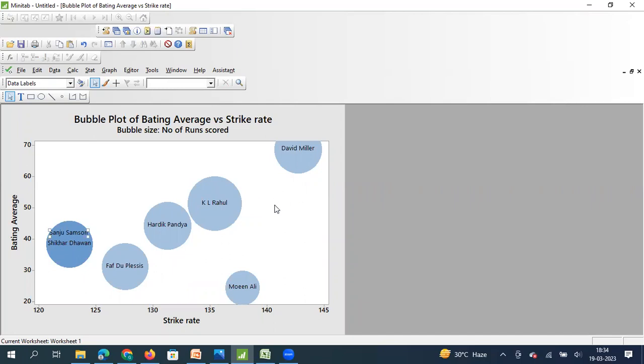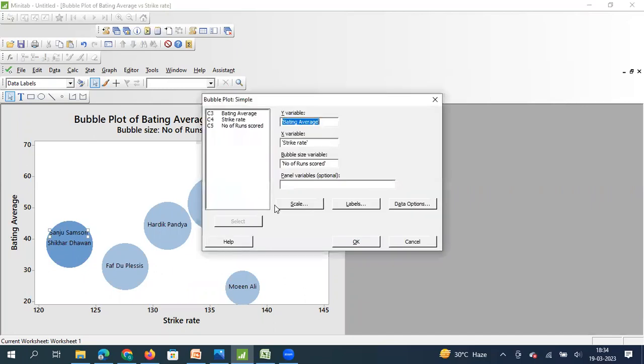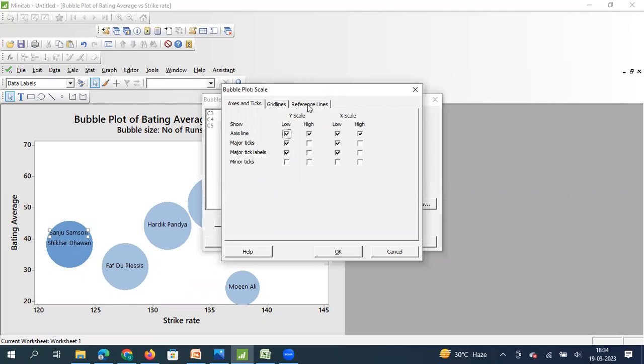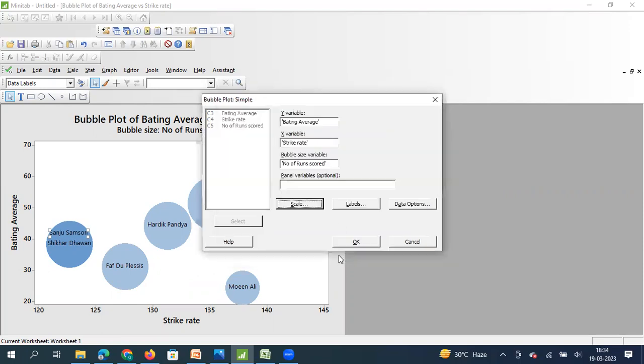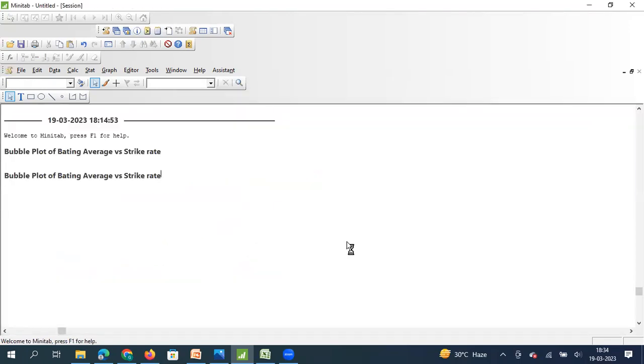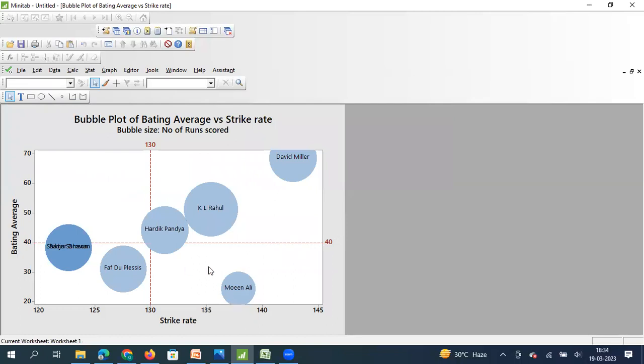So then what I can do is, in the same graph in MINITAB, whenever you press Control E, it takes you to the previous screen. In this, I can go to scale and click on reference line. In reference line, I can say in my y-axis, a batting average of 40, so I can put 40. And in my x-axis, a strike rate of 130. So I'm ready to consider people who have a batting average of 40 and strike rate of 130. If I say okay and okay, now I'll get the same graph with the reference lines drawn.